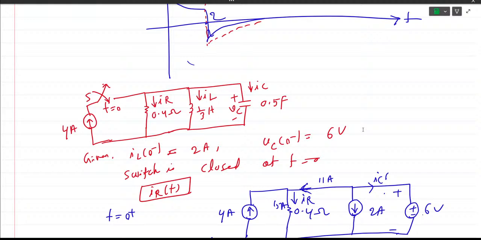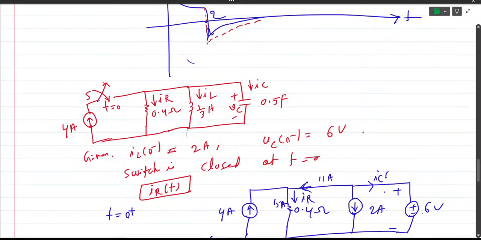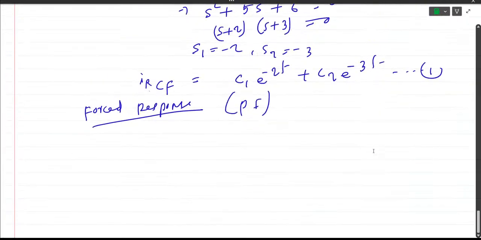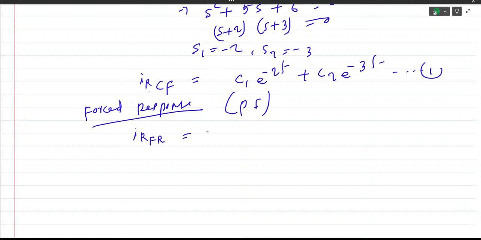That means when you close the switch for a long time, what will be the value of IR? When t tends to infinity, the inductor will act as a short, capacitors will act as open. That means no current through the capacitors, all the current goes through the inductor because it is a short. So no current flows through the resistor. So forced response or particular integral is 0.